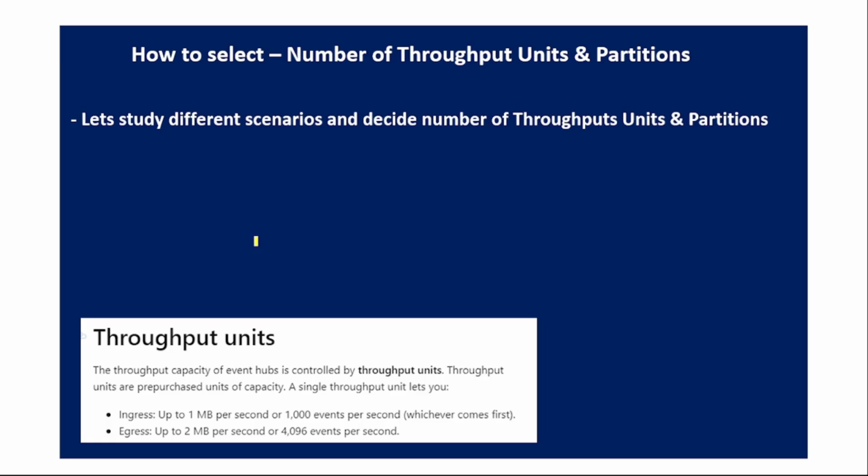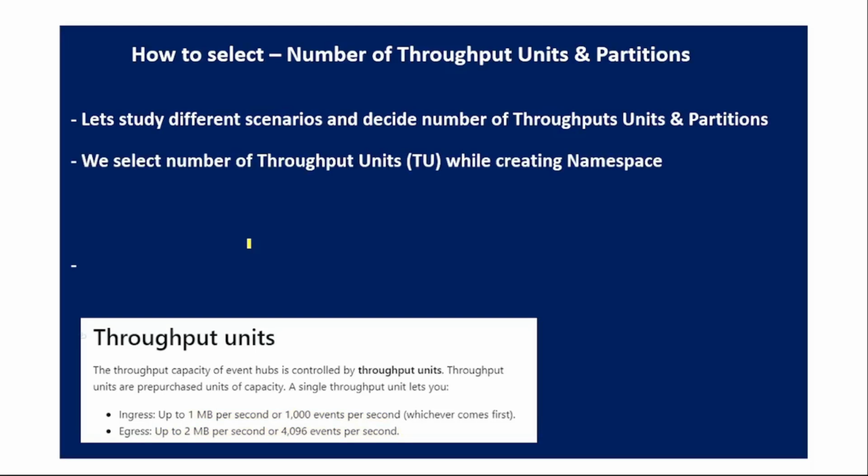Now, most important thing: one throughput unit means it can accept 1 MB of data per second or 1000 events per second, and it can egress, or output, 2 MB of data per second or 4096 events per second. Now we select the number of throughput units while creating the namespace.